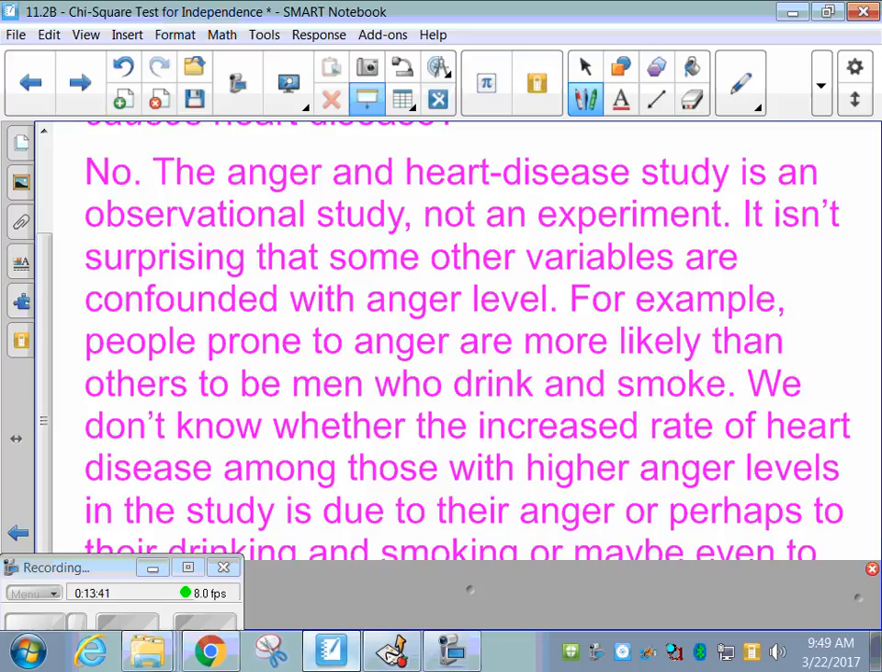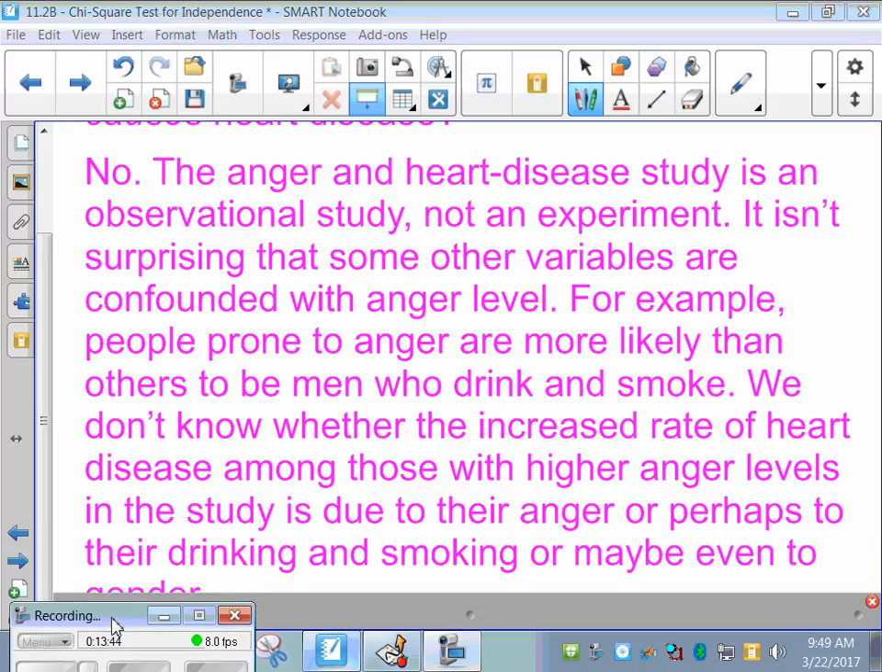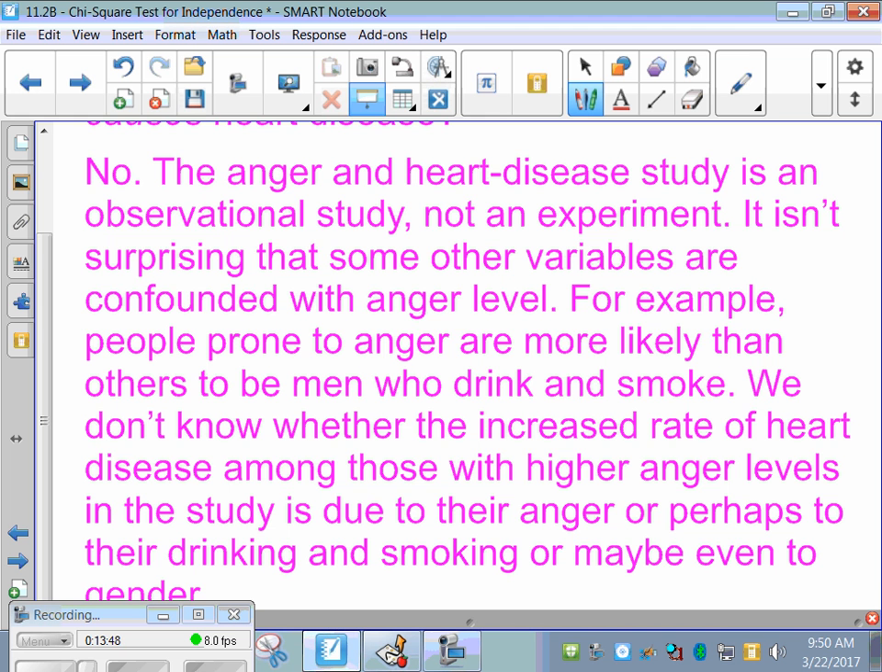We don't know whether the increased heart rate among those with higher anger levels in the study is due to their anger, perhaps maybe they're drinking and smoking, or maybe even gender. Sorry, boys.